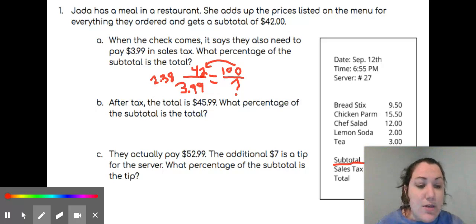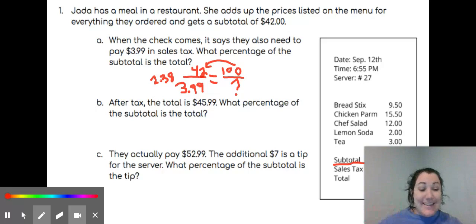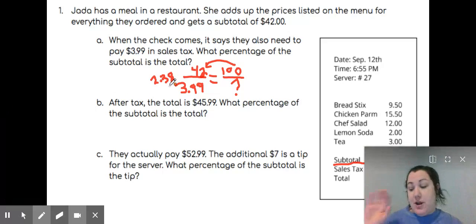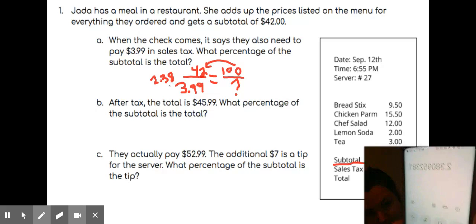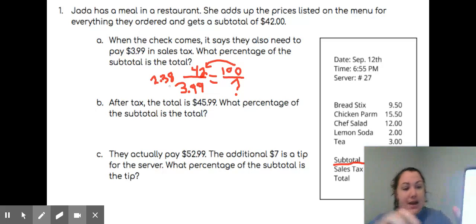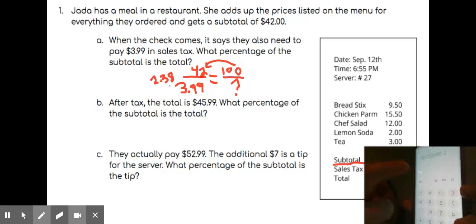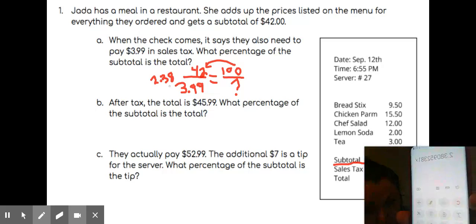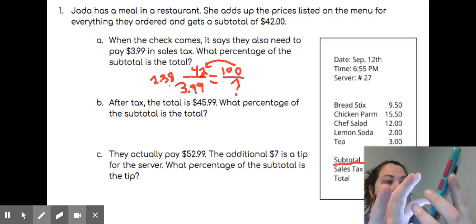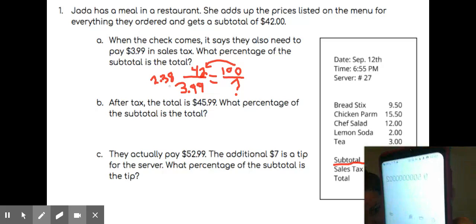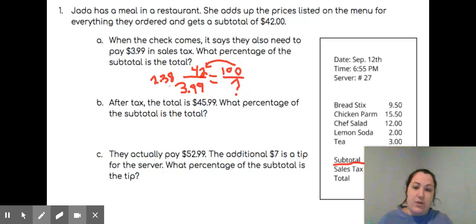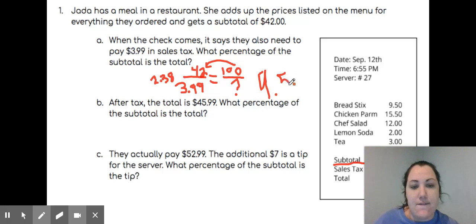So when you're dealing with that in terms of the proportion, leave that on your calculator. Don't erase it. Don't round it. On your paper, you can round it, but on your calculator, don't round it. Just leave it, because now we're going to take this number and press our multiply sign and multiply it by 3.99. And we end up getting an answer like this. And then now we can round it. So the percentage of the subtotal is 9.5%.